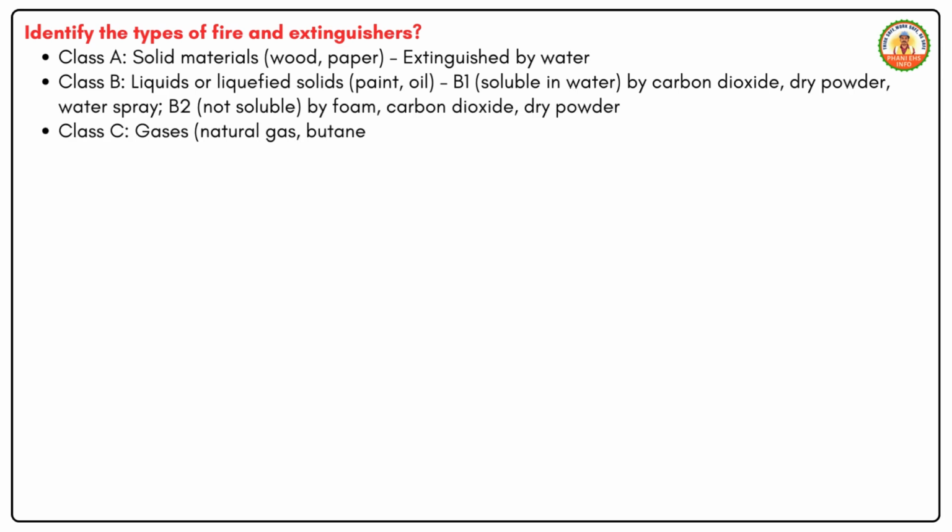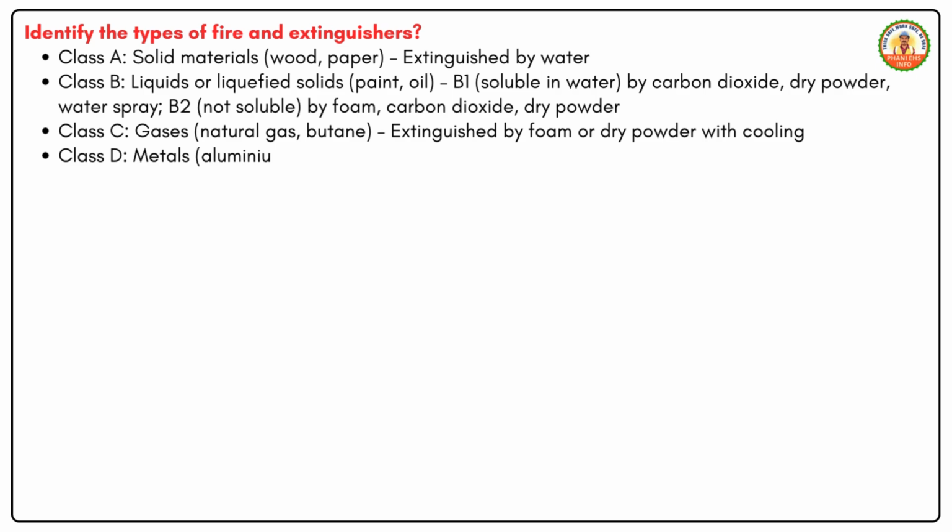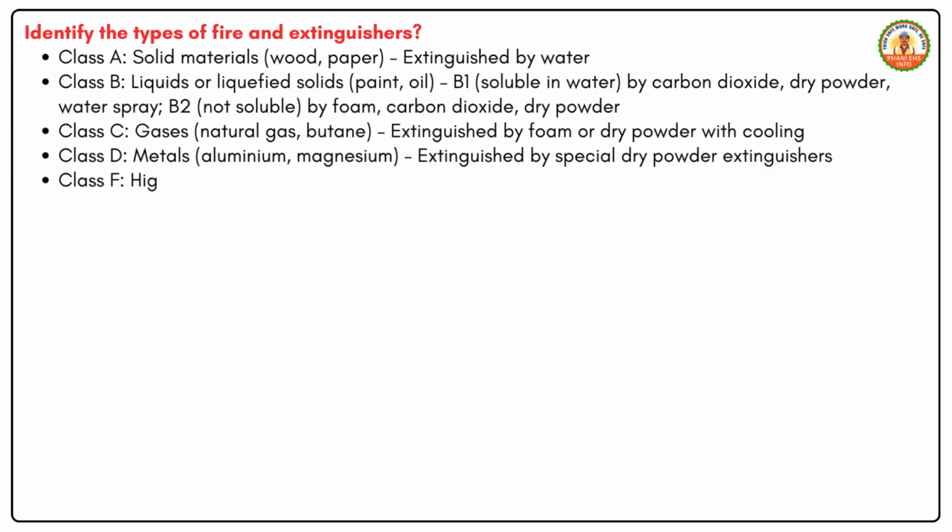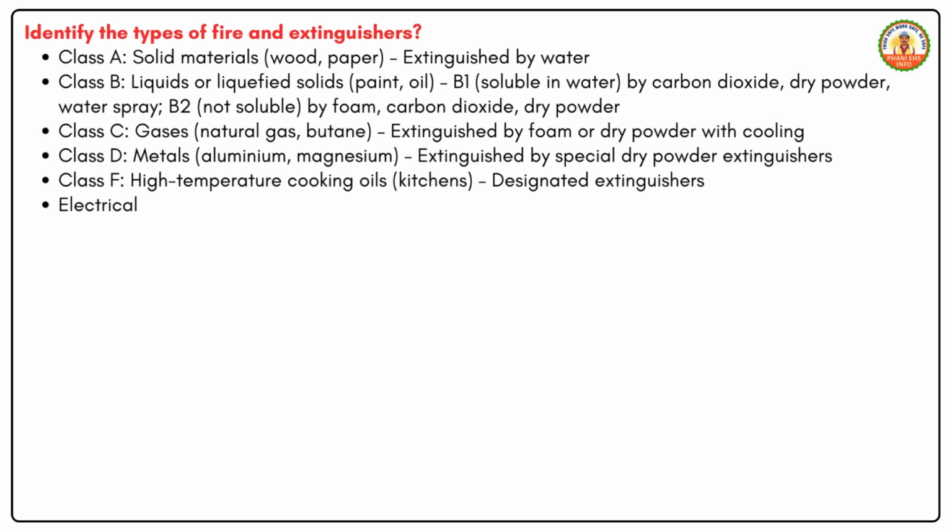Class C, gases such as natural gas and butane, extinguished by foam or dry powder with cooling. Class D, metals such as aluminium and magnesium, extinguished by special dry powder extinguishers. Class F, high temperature cooking oils in kitchens, using designated extinguishers. Electrical fires, use carbon dioxide or dry powder extinguishers.